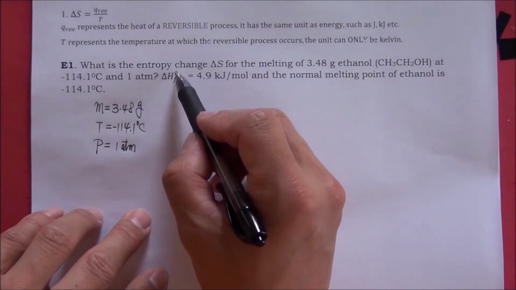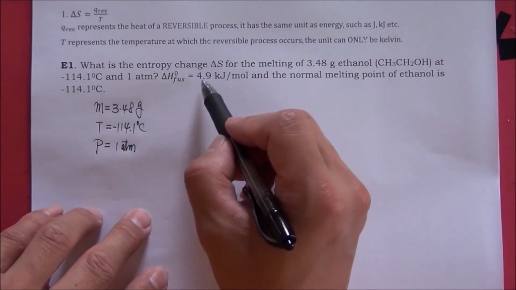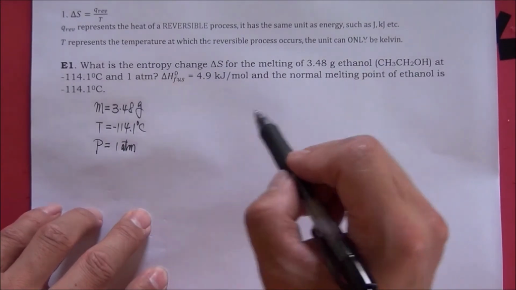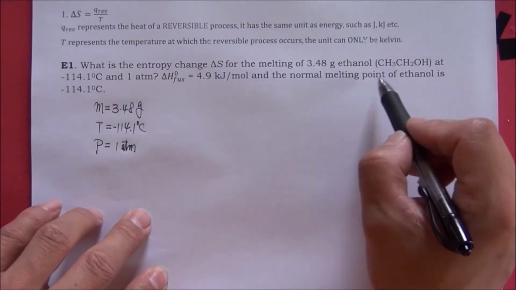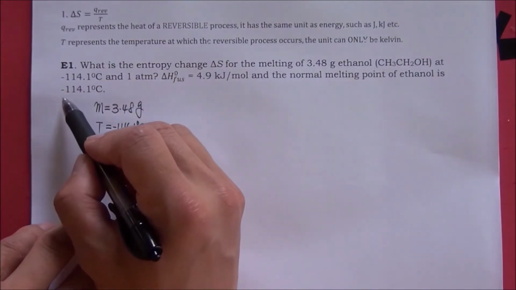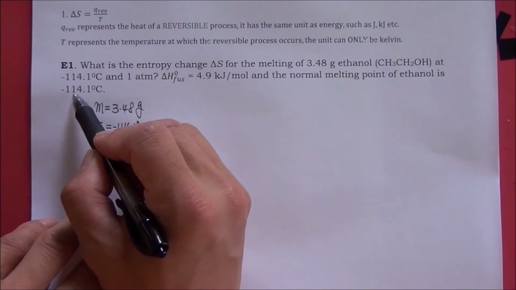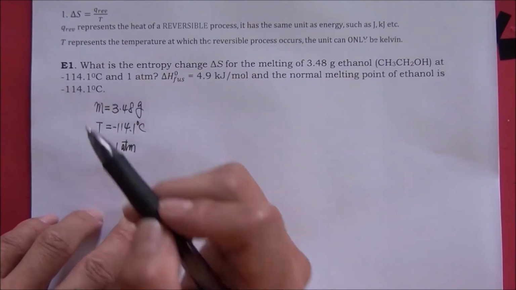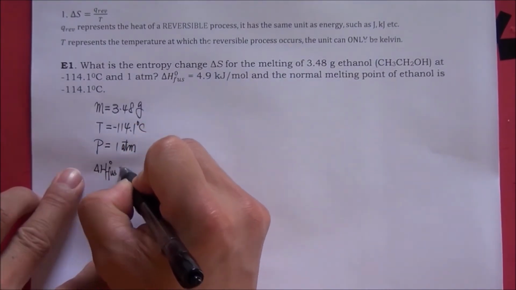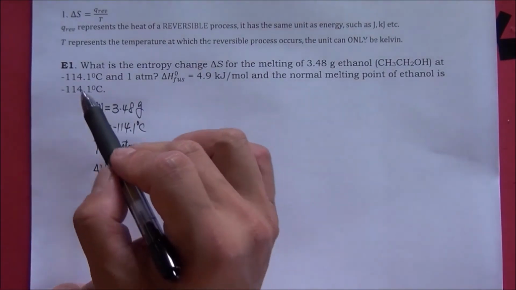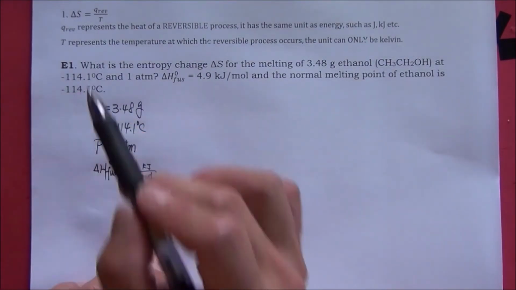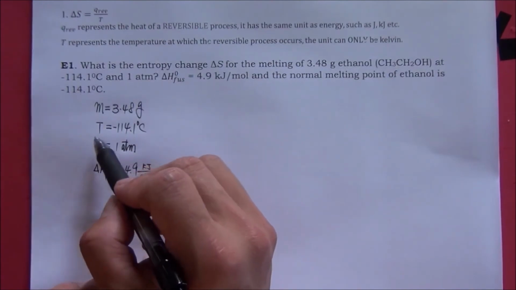Let's continue. The standard entropy of fusion of ethanol is 4.9 kilojoule per mole, and the normal melting point of ethanol is negative 114.1 degrees Celsius. We already wrote down the temperature, so I'm not going to write down the temperature again.